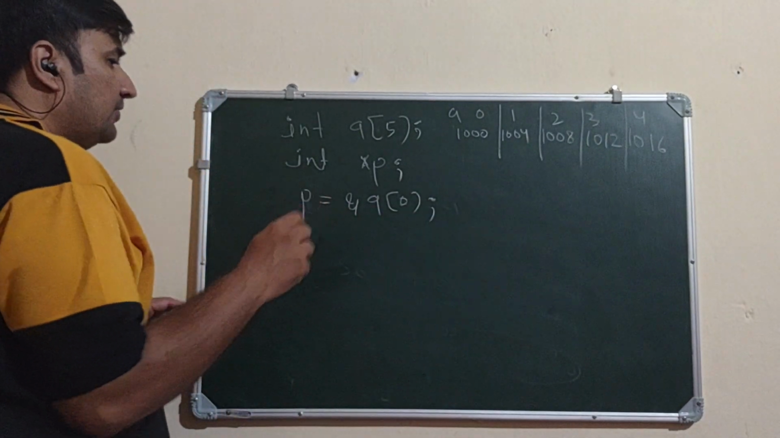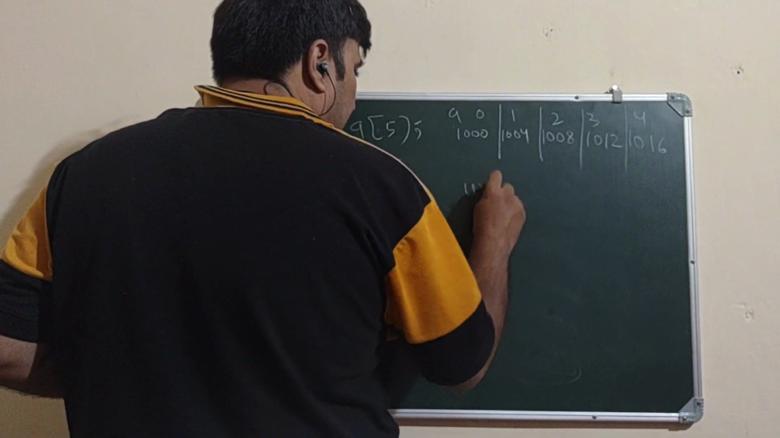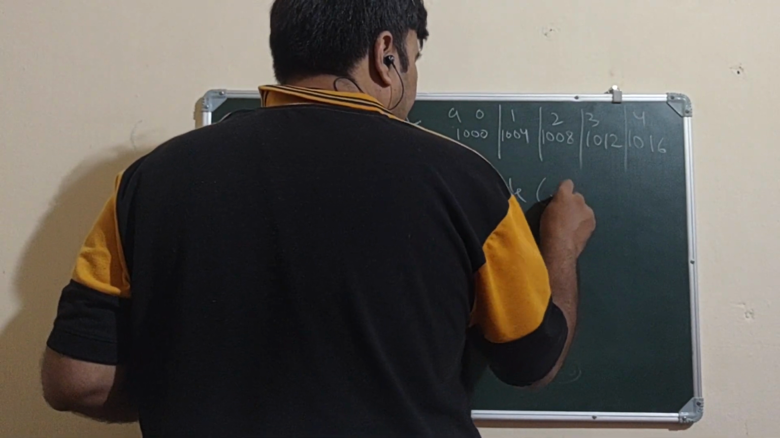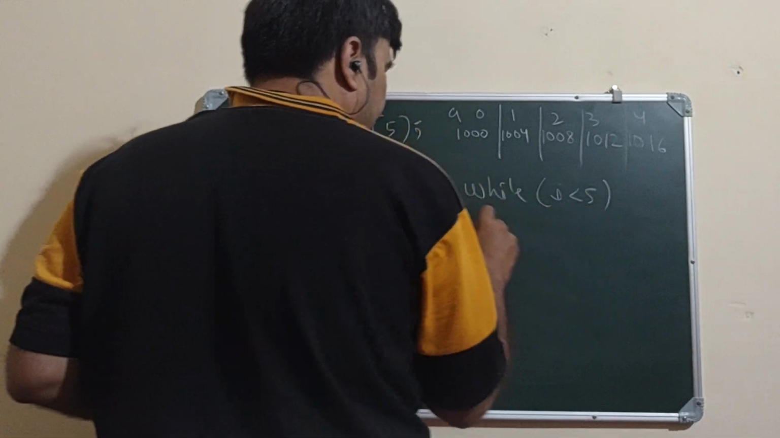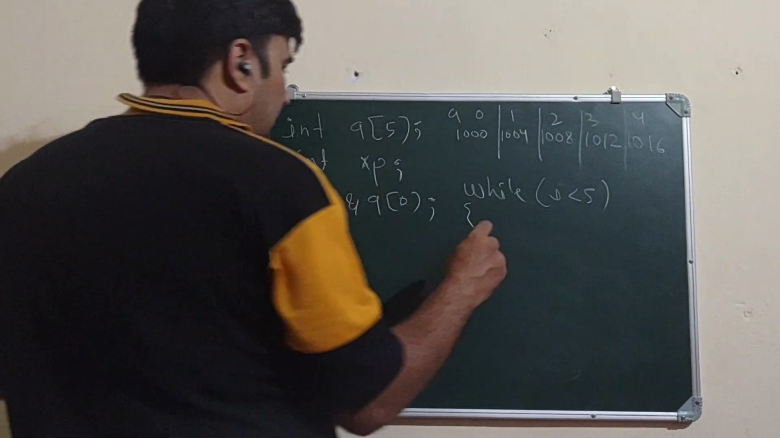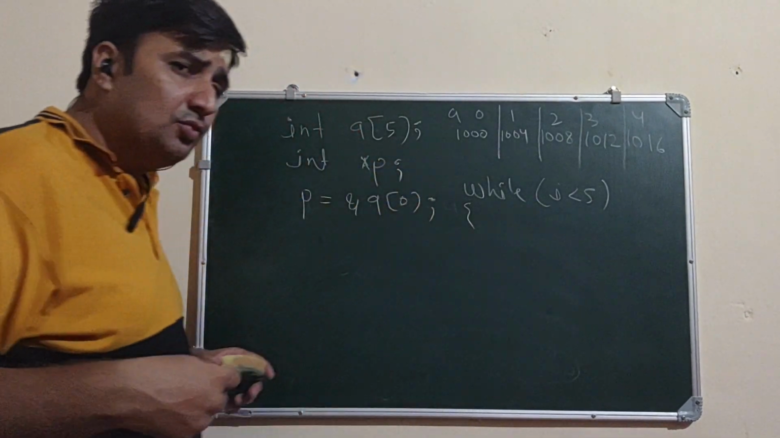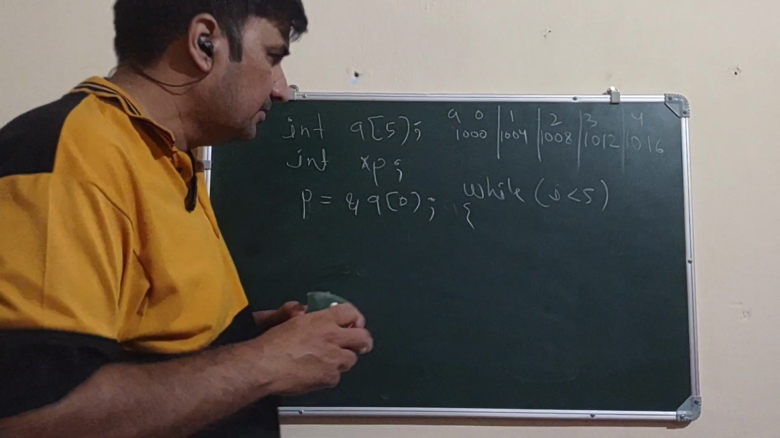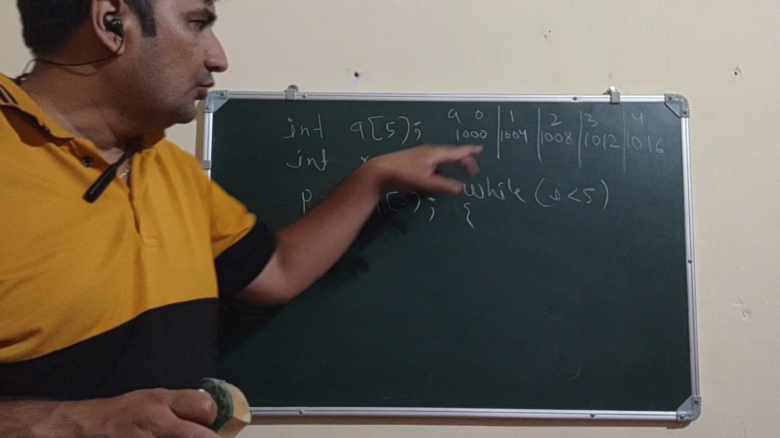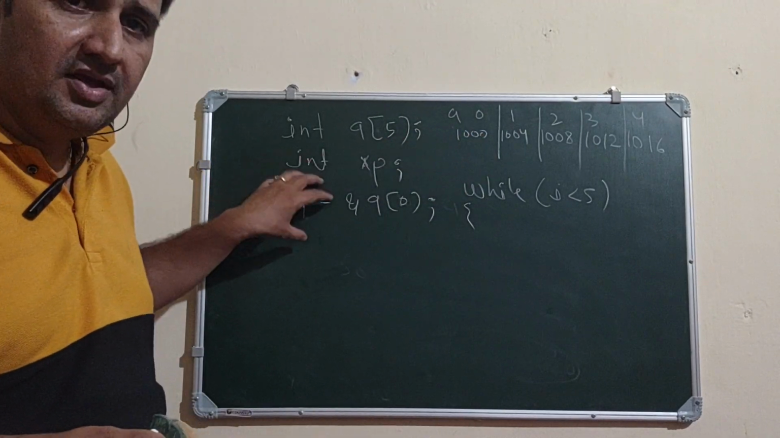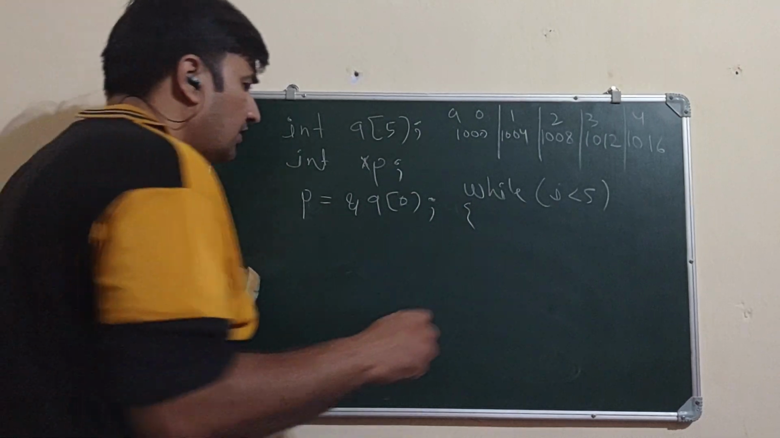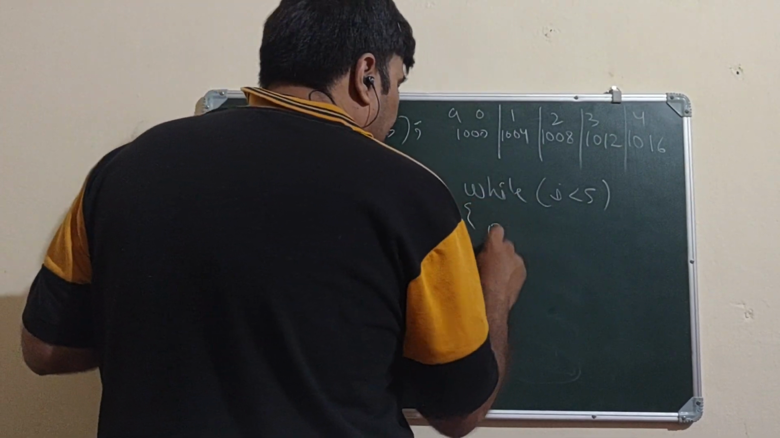Now let us assume I want to iterate over all the elements. In this case, what I will do, I will write a while loop. While, for a timing, let us assume i is less than 5. We are assuming the number of elements. I want to print the content of p. That actually means I want to go to the location pointed by the p and print that particular value. Okay. So I am going to use the printf function.